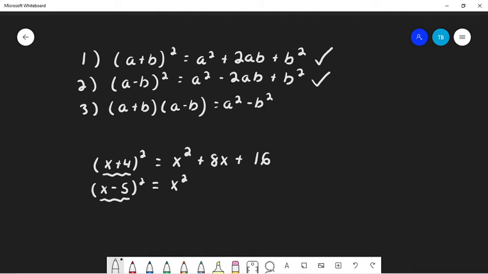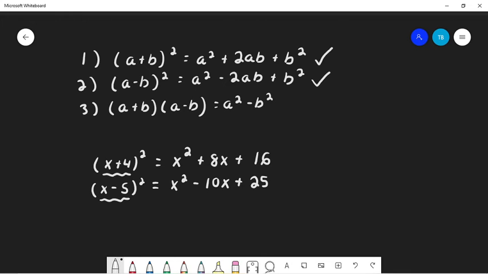But in this case, since the binomial has a negative in the middle, then the middle term in the product is going to be minus 10x. And then to find the last term in the product, we take the second term in the binomial, in this case that would be 5, and we square it to get plus 25. So the square of x minus 5 would be x squared minus 10x plus 25.